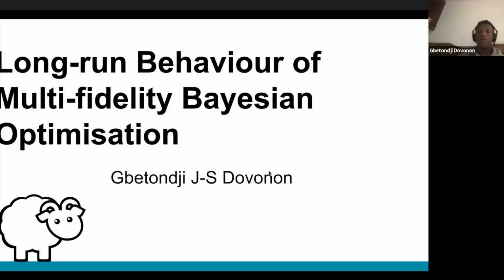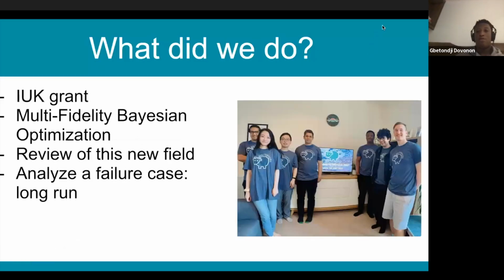So let's first start by the context in which this project was done. It was done at Matterhorn Studio, obviously. Here's a good picture of all of us. Yeah, nice little group. Funded by an Innovate UK grant.